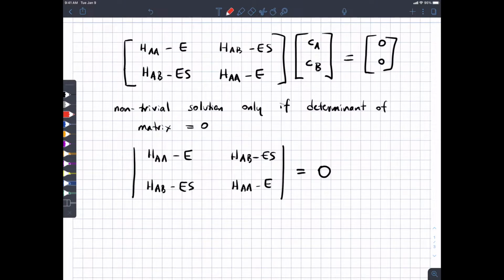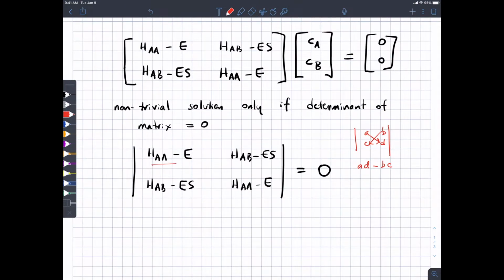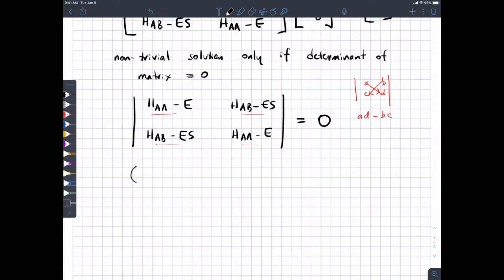All right. Well, how do you calculate a determinant? Brief review from linear algebra. You multiply A times D, and then you subtract B times C. Okay? So this is your A term, your B term, your C term, your D term. So that equation would turn out to be HAA minus E times HAA minus E minus HAB minus ES times HAB minus ES equals 0. Okay?